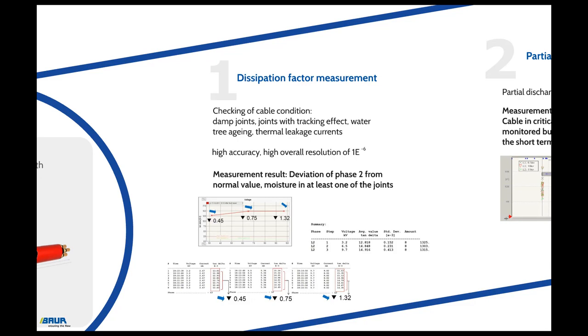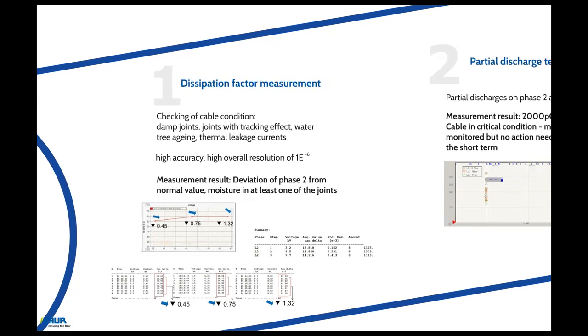This allows damped joints and joints subject to the tracking effect, water tree aging, or thermal leakage currents to be detected. A high level of accuracy and an overall resolution of 1 by 10⁻⁶ are necessary for the identification of damped joints. In our example, the dissipation factor measurement shows a deviation of the phase 2 from the normal value, which leads to the conclusion that there is moisture in at least one of the joints.